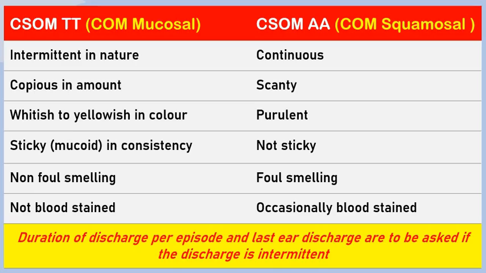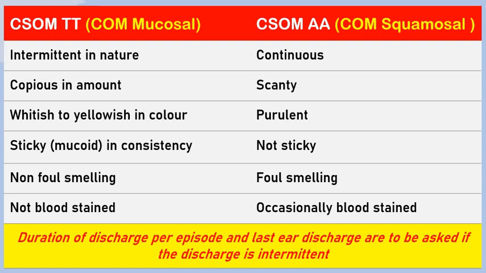Because of persistent low-grade infection, our body tries to get rid of the infection, our body tries to fight with the infection. So there will be presence of granulation tissues, there is cholesteatoma. When there is granulation tissue, while cleaning, it may be blood stained.